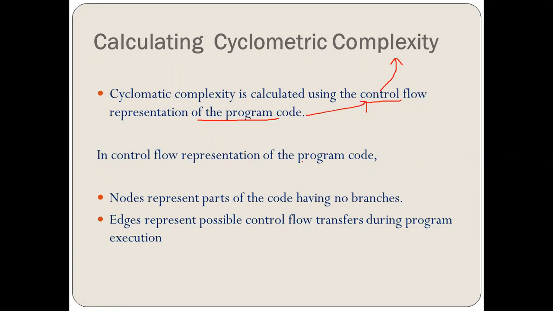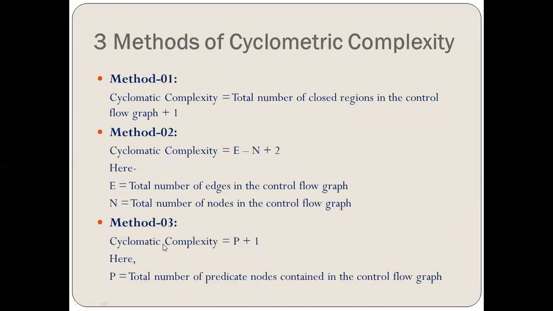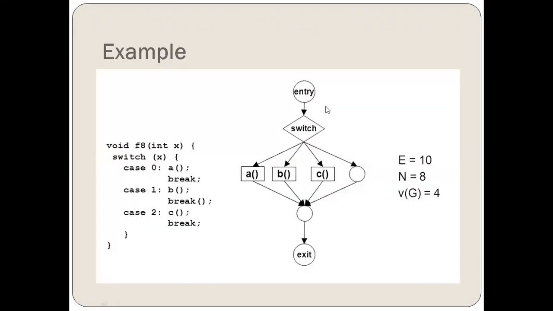In the control flow representation of the program code, nodes represent parts of the code having no branches. Edges represent possible control flow transfers during program execution. Let me tell you with the help of this particular diagram. This is the code, right? This is the code, and in this code we have a switch statement. Now this is a conditional statement. First of all, this is a program code. We have to convert it into a control graph.